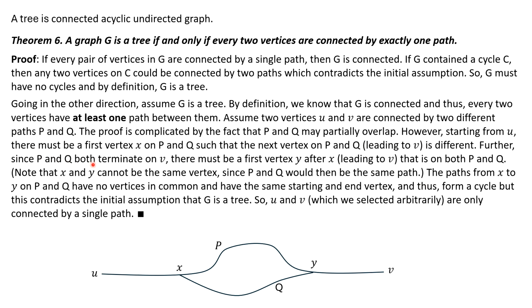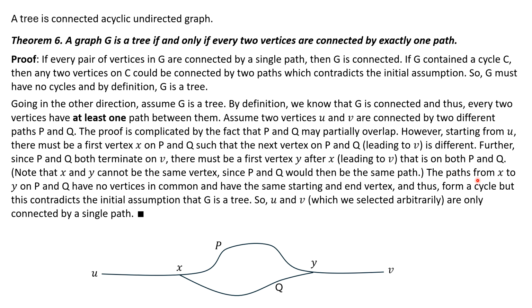Further, P and Q both terminate on V, therefore there must be a first vertex Y after X leading to V that is on both P and Q. So that's this here. So this is the first time they meet. Now it's possible they separate again and come back together again, but we're just interested in the first time the two paths meet again after this point X here, this vertex X here. And just note here, X and Y cannot be the same vertex, since P and Q would be the same path in that case.